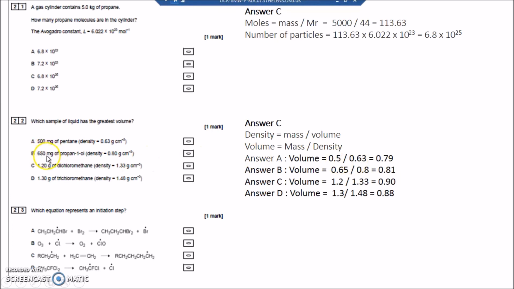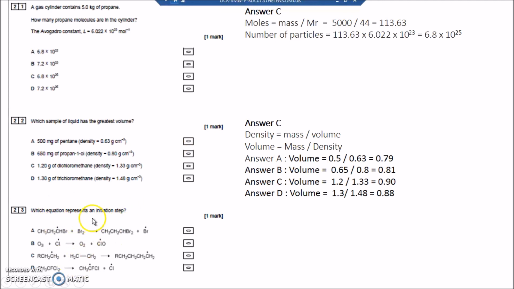B, milligrams again, divide by 1,000, 0.65, divide by its density, 0.8, gives 0.81 centimetre cubed. This time I'm given it in grams, so this is easy. 1.20 divided by 1.33, 0.9. Again, grams, 1.3, I've got the right units, divided by 1.48, 0.88. My highest value is 0.9 centimetres cubed. The answer is C.